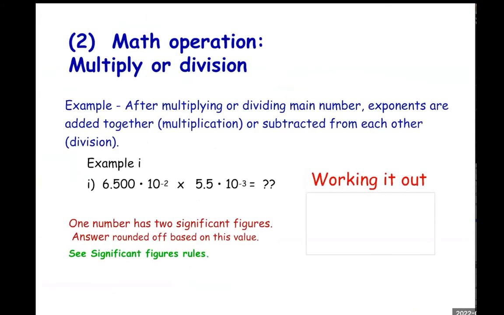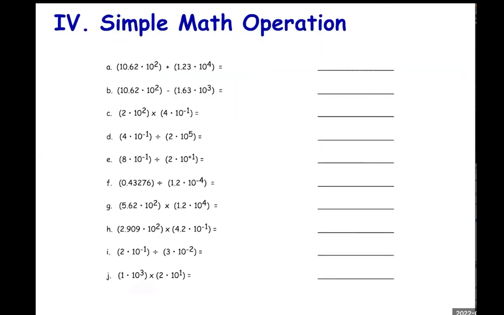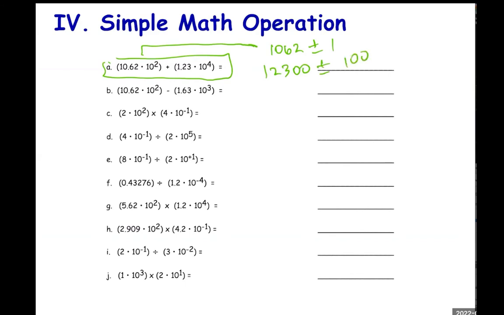Here, let me move on because I want to do this right here. Say we have this. Do this exercise real quick. 10.62 times 10 to the second is 1062, and that's plus or minus 1. This number, 1.223 times 10 to the fourth, would be 12300. But that's plus or minus 100, because the 1, the 2, and the 3 are significant. The 3 is the rightmost digit, and when you convert that exponential notation to a real number, it comes out to 12,300.